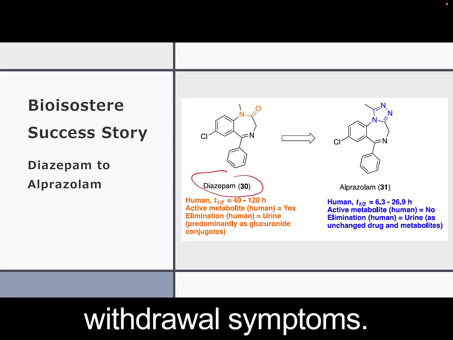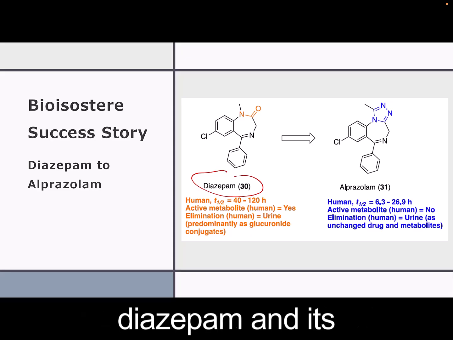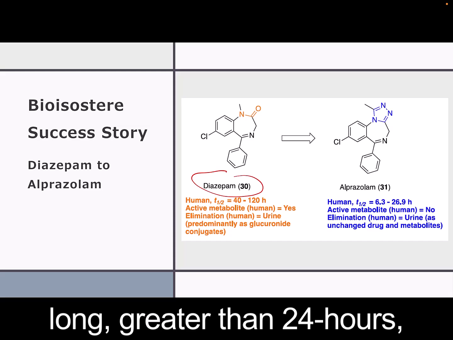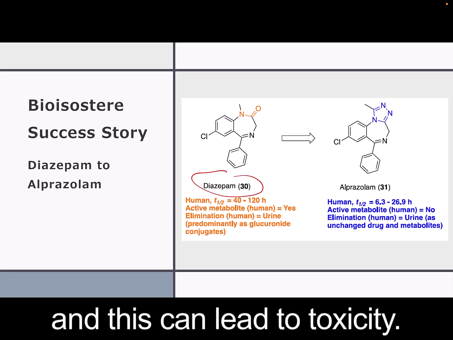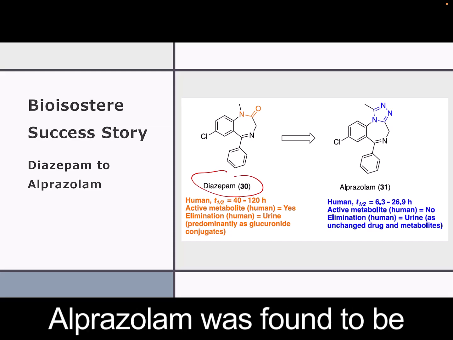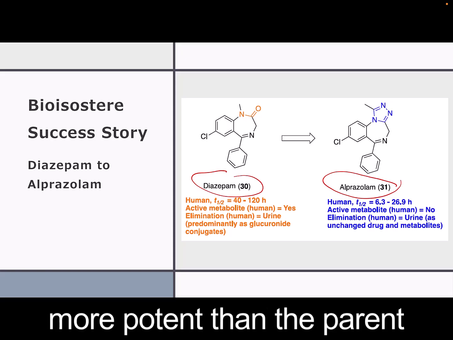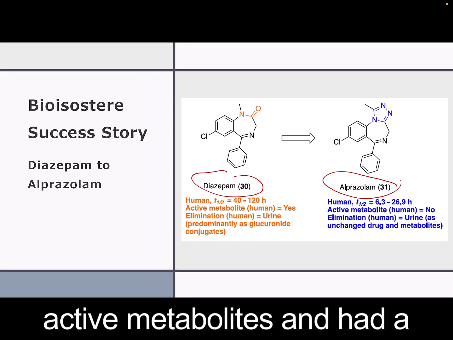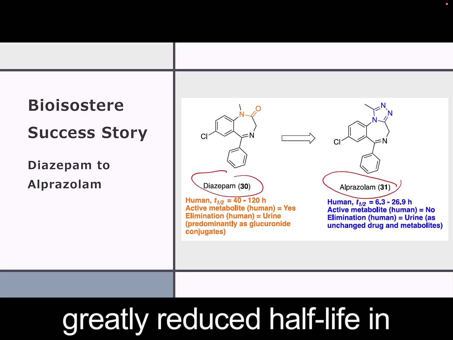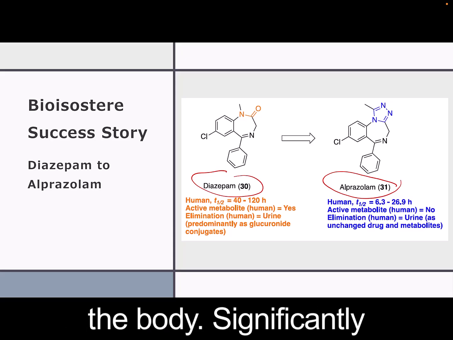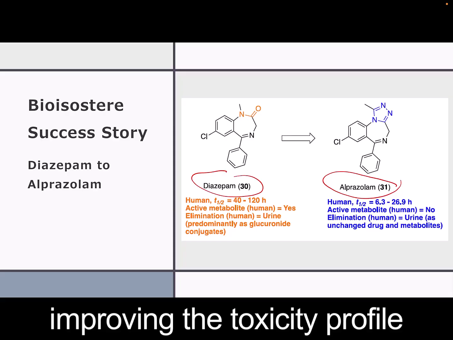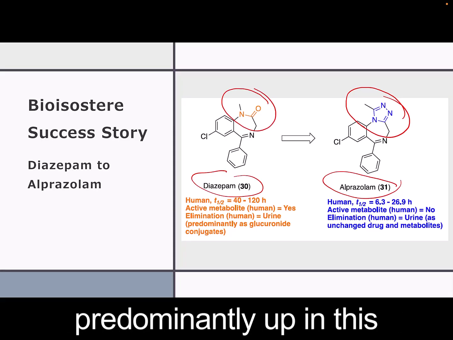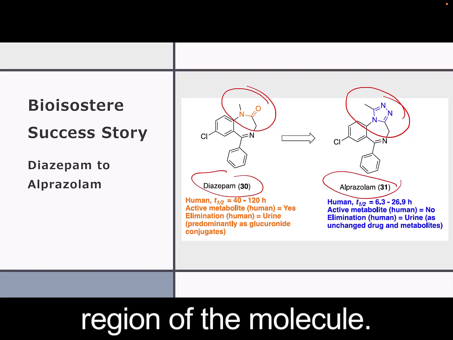alcohol withdrawal symptoms. However, the half-life of diazepam and its metabolites are extremely long, greater than 24 hours, and this can lead to toxicity. Alprazolam was found to be more potent than the parent compound, did not produce active metabolites, and had a greatly reduced half-life in the body, significantly improving the toxicity profile of the treatment. And you can see the change is predominantly up in this region of the molecule.